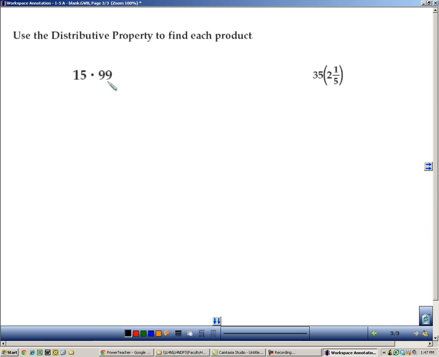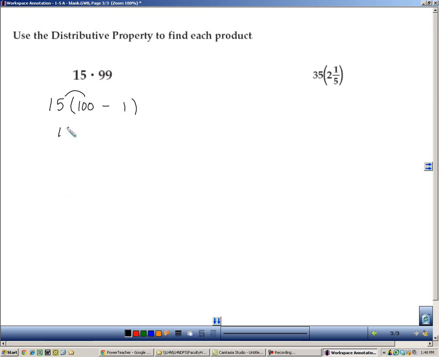In these examples, we're looking at two numbers, in this case 15 and 99. Now if you multiply by 99, that's difficult. But I can use the distributive property to make this a little easier for myself. Instead of 99, what if I could multiply by 100 and 1? Those are a lot easier to multiply by. Well, isn't 100 minus 1 equal to 99? So by rewriting the number 99 as 100 minus 1, I can now use my distributive property.